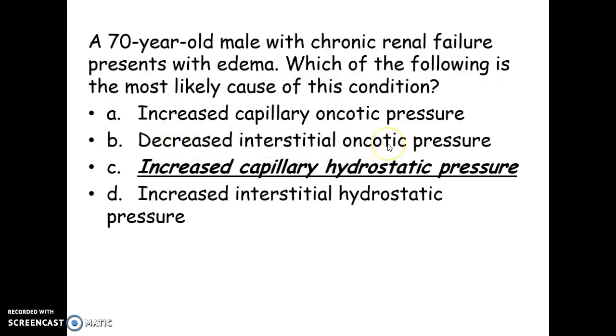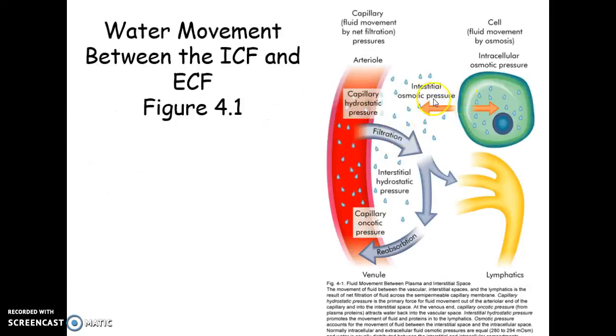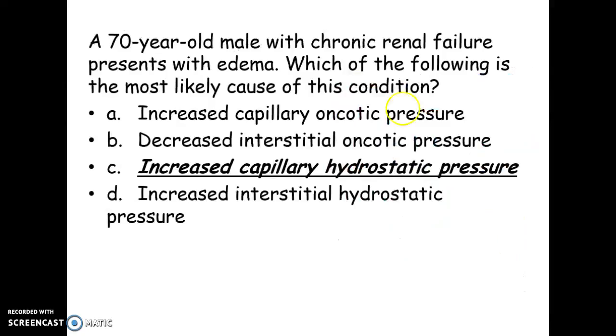Decreased interstitial oncotic pressure. Right? If it's interstitial oncotic, it's protein in the tissue. What does the protein do? The oncotic pressure pulls. So if it's decreased, you're not going to have that pulling effect. If this answer was increased interstitial oncotic pressure, then you would have two correct answers. But it's decreased, and so it's not going to be pulling water out into the tissue.